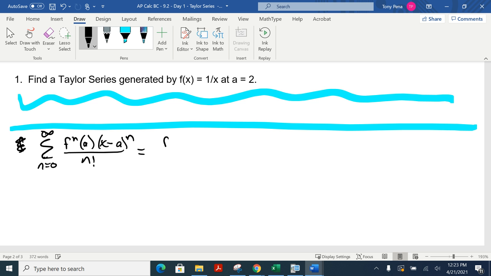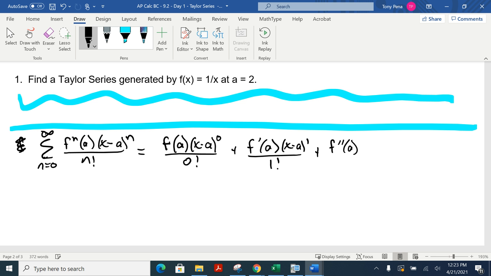All right, so what we need is basically our functional value at a, and then x minus a to the 0 power over your 0 factorial. And then I want the first derivative, x minus a to the first power over 1 factorial. And then we just follow this pattern. Second derivative value, x minus a to the second power, 2 factorial. And then we just continue that.